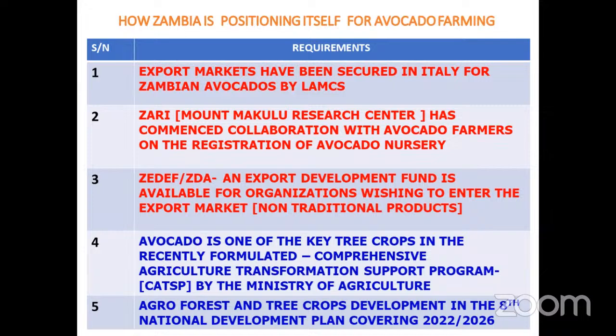And in the recent past, the government has put avocados as one of the tree crops in its recently formulated comprehensive agricultural transformation support program. So this is a major milestone for us that now avocado is on the agenda of the Republic of Zambia. It's also one of the key things in the 8th Development National Plan, agroforest and tree crops development. So the timing is right for us to push this agenda.